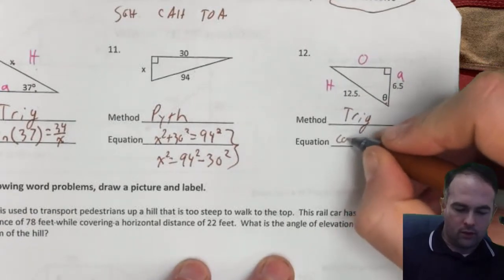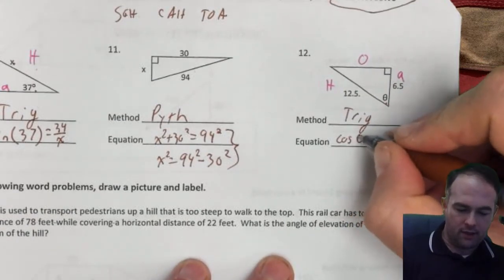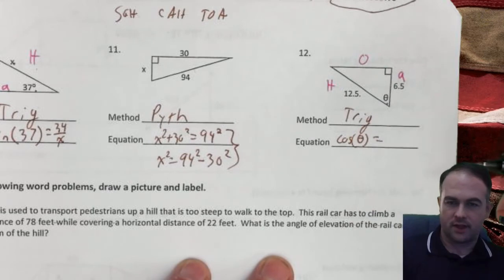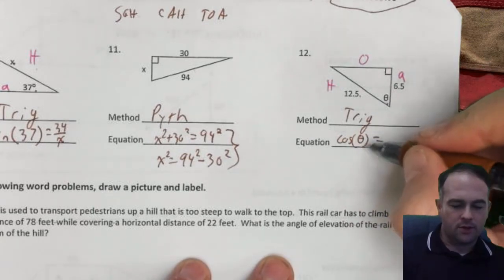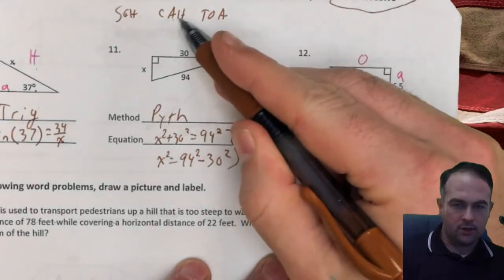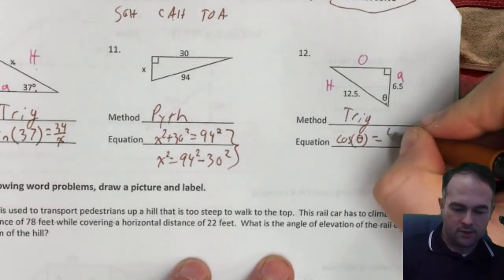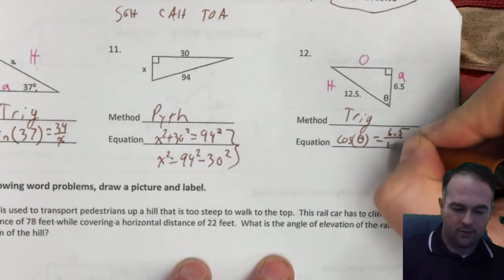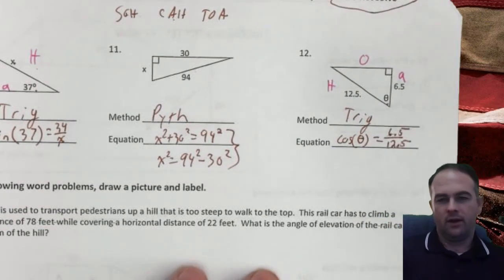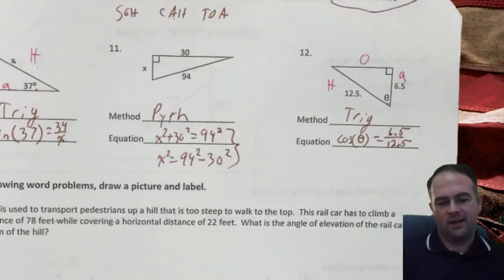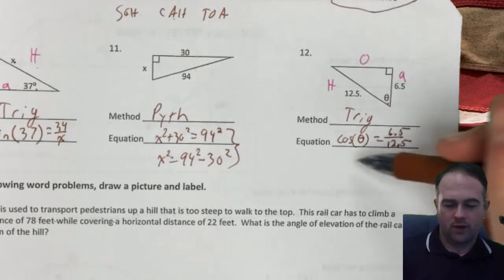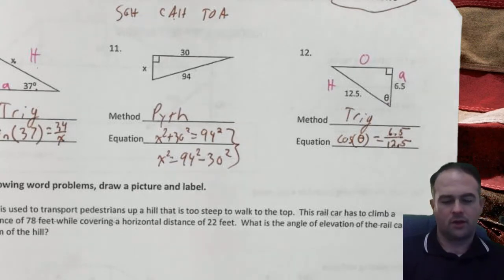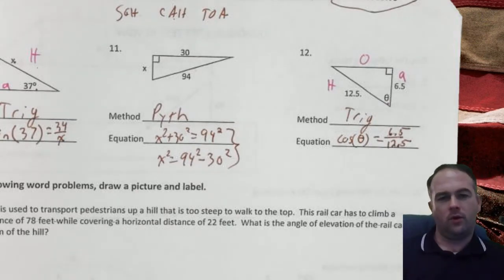So we've got cosine of theta, because the angle always goes inside of the trig function. Cosine theta equals adjacent over hypotenuse is 6.5 divided by 12.5. And again, we're not going to bother solving this. If I needed to, I could create the inverse and then go all the way through and solve. I'm not going to do that. Write the equation down and you're done.